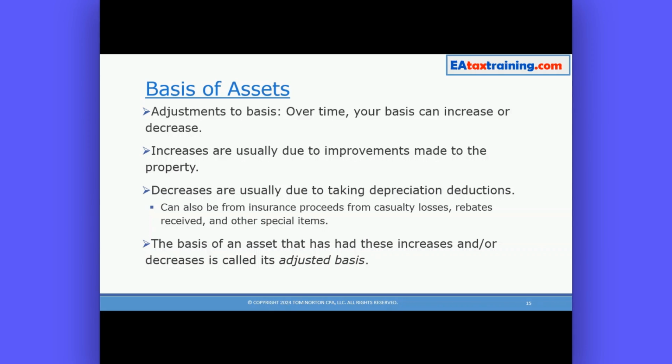But sometimes you might take the insurance money and not make the repairs, and in that case, that would simply decrease the basis of that asset. Also, rebates received and other special items could reduce the basis.